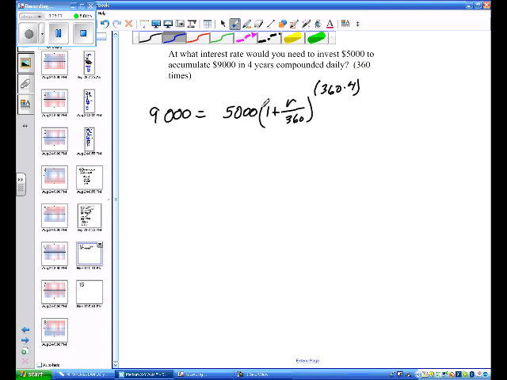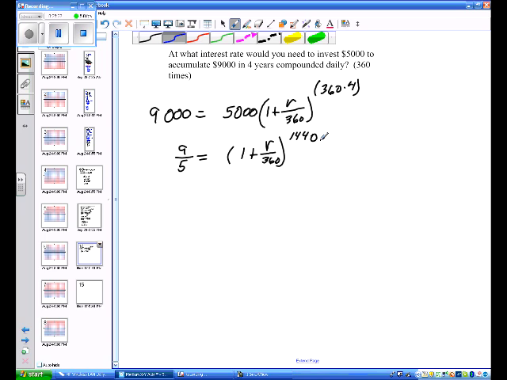All right, on this one, we can do several things. We can divide both sides by 5,000, and so we would get 9/5 is equal to 1 plus r over 360 raised to the 1,440.